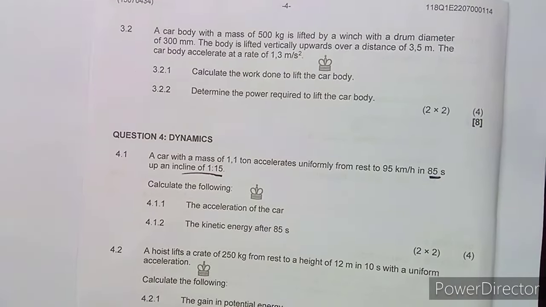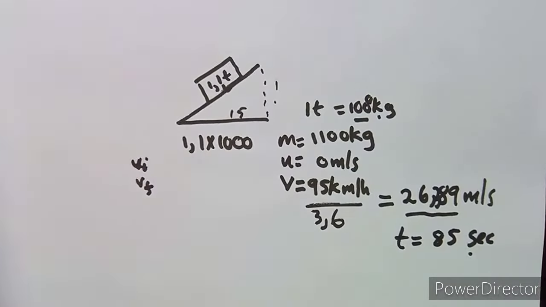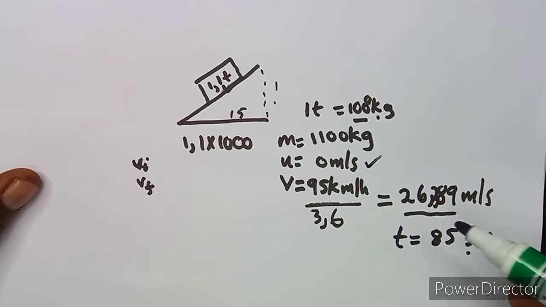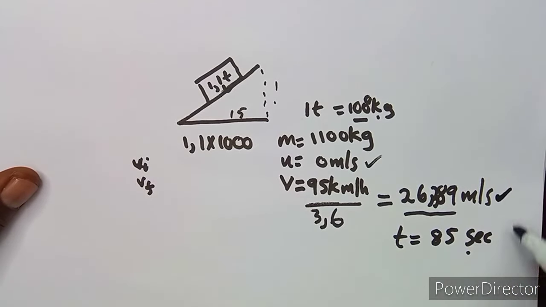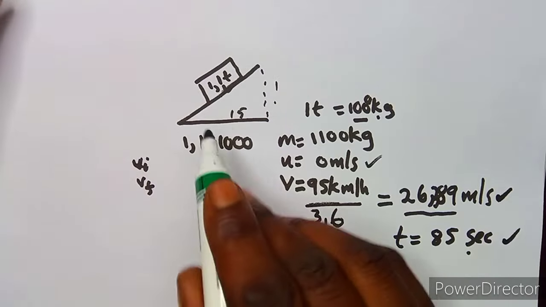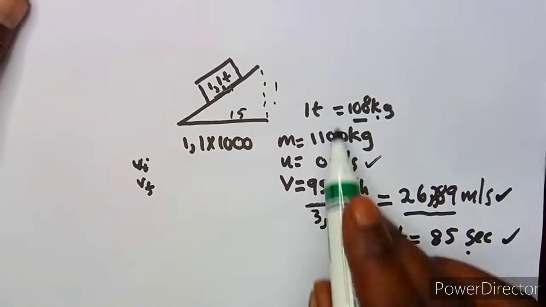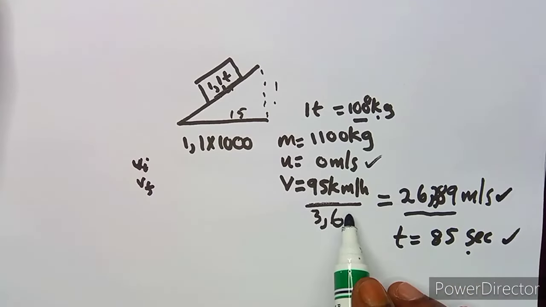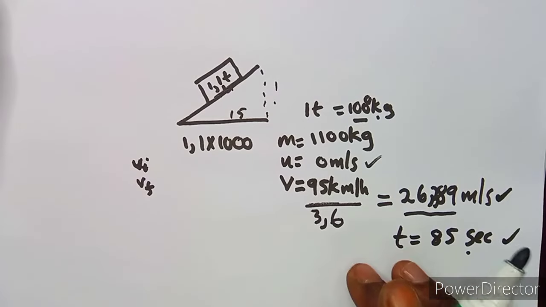So the first question is, calculate the acceleration of the car. With this information, I have the initial velocity, the final velocity, and the time. It means I can't use any information about the mass. I can just use this information directly.